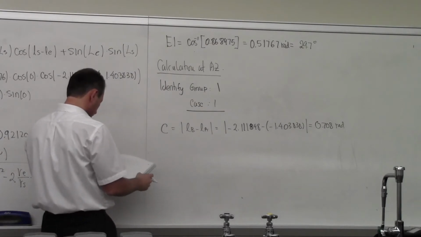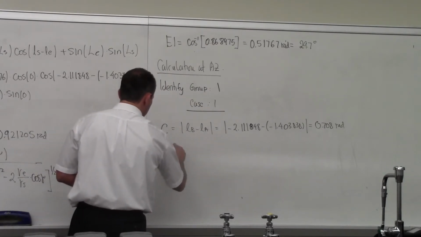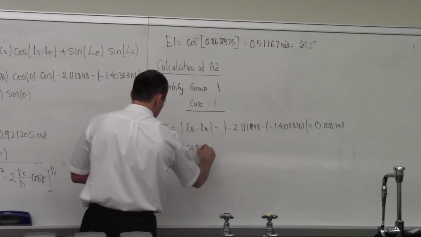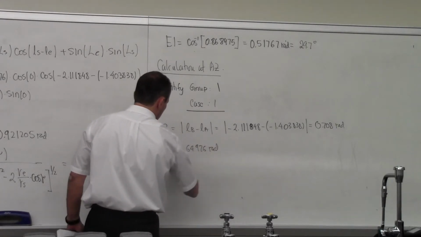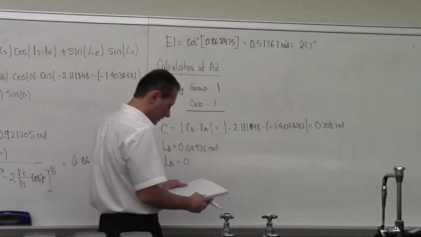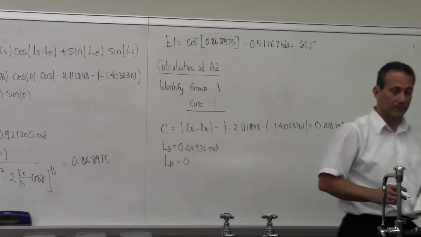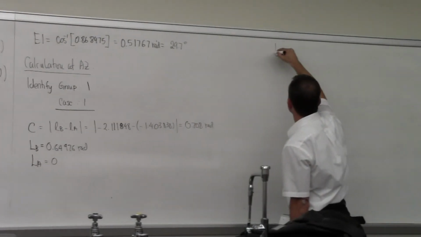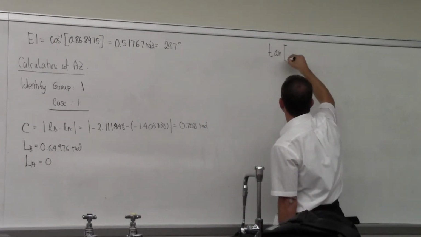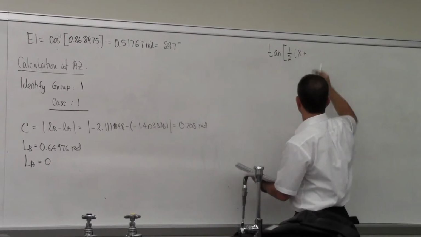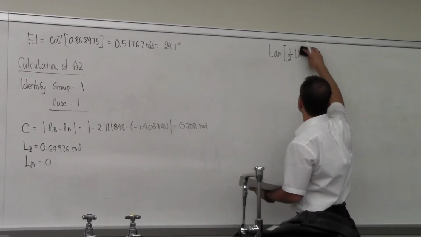And then we set LB equal to 0.64976 radian, and LA, the latitude of the sub-satellite point, is 0, because your sub-satellite point is on the equator. Now, in the equations, we have those 2 angles with respect to x and y. So we have the tangent of 1/2 x plus y, oh sorry, 1 minus x first.